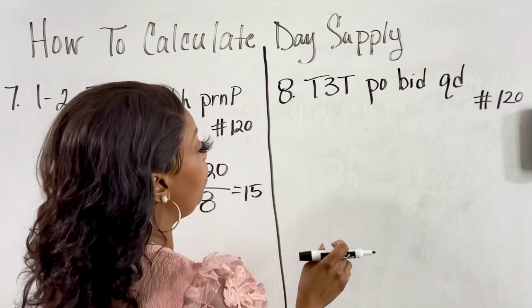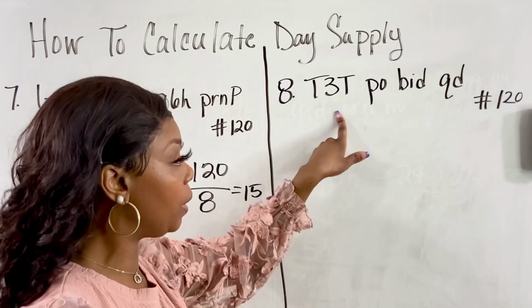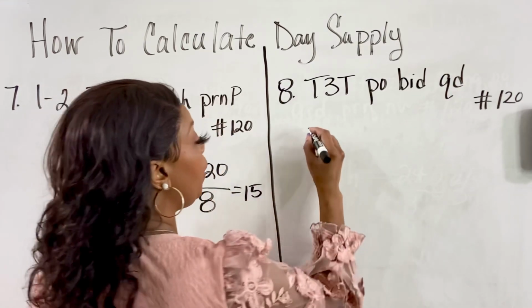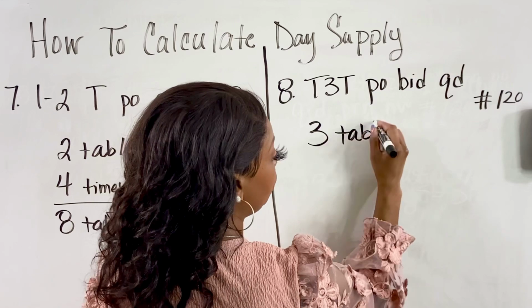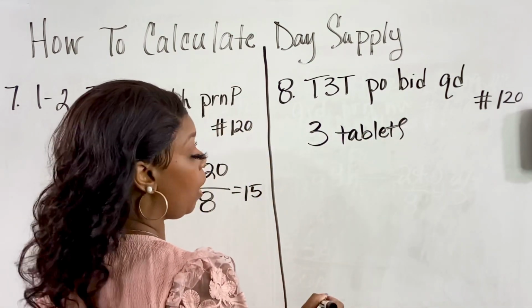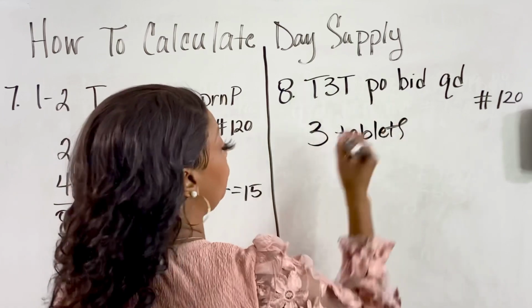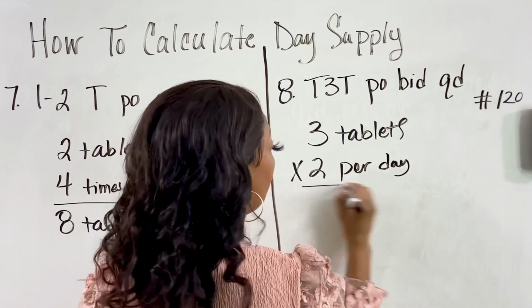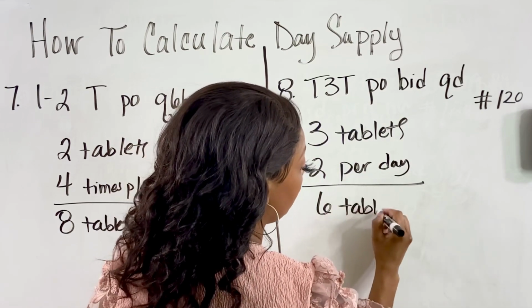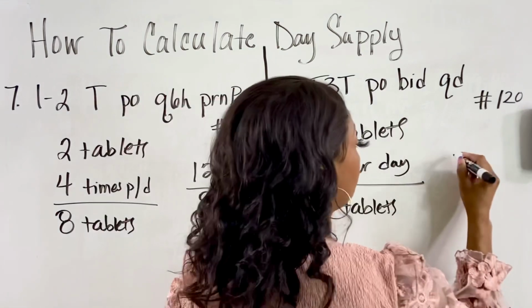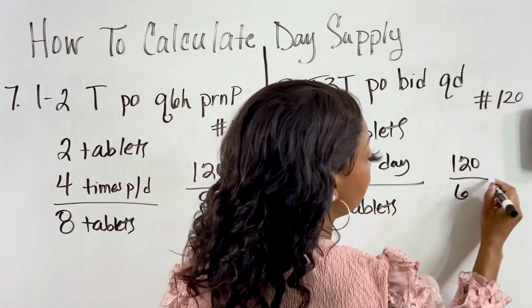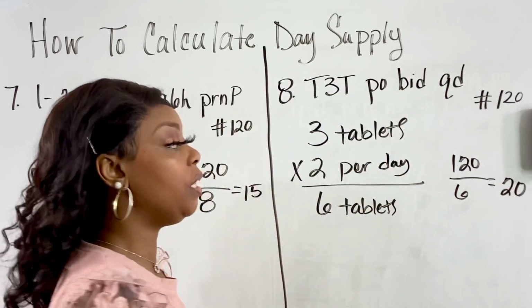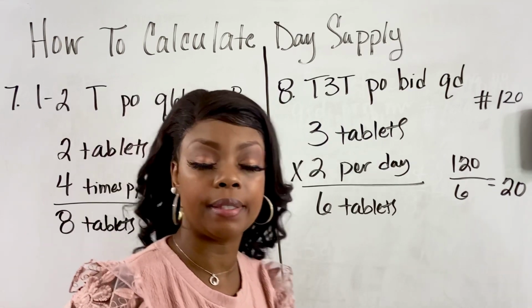Alrighty then, number 8 says take 3 tablets by mouth twice a day, every day, okay? So now we have 3 tablets that this patient is going to take. These are just numbers I made up. I hope no one has to take 3 tablets a day. Okay, anywho, 2 times per day. So now they're taking a total of 6 tablets a day. We're going to take our total amount, which is 120. That's our total. And they're taking 6 tablets a day, and that is going to give us, or last us, 20 days. All right.